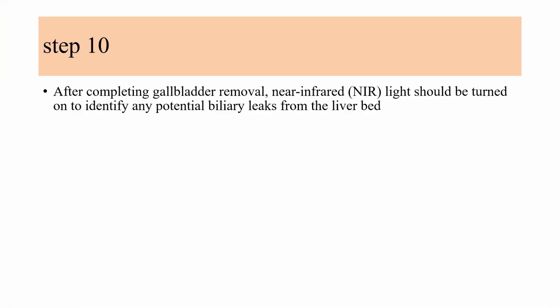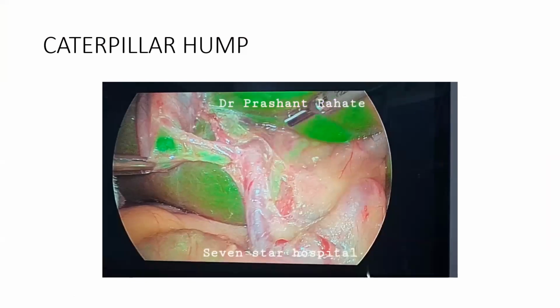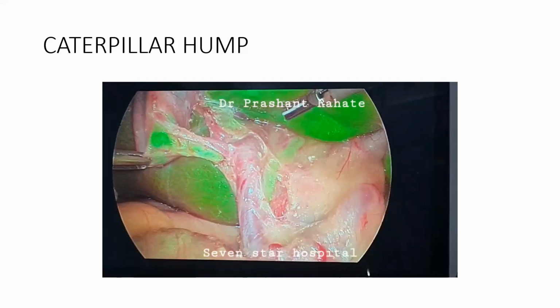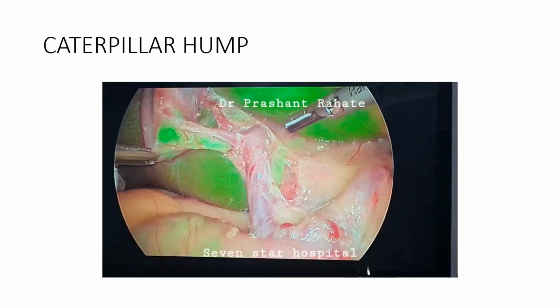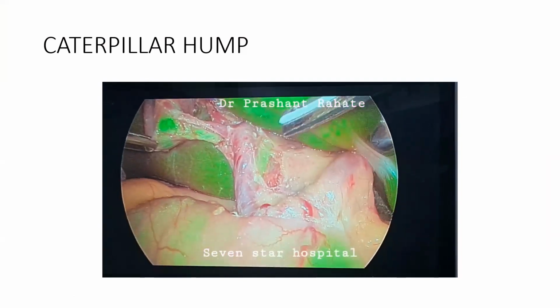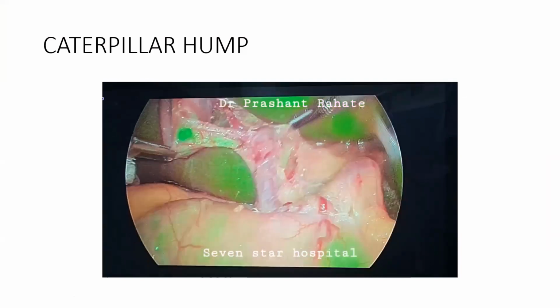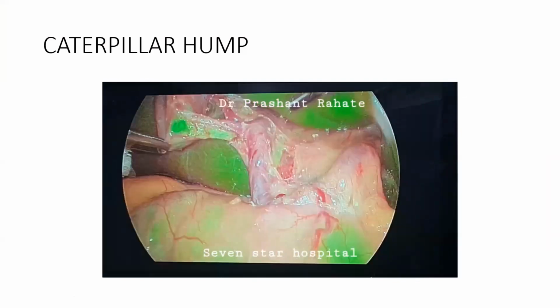And after completing the gallbladder removal, near infrared light should be turned on to identify any potential biliary leaks from the liver bed. So that is how the 10 steps are there. This is the caterpillar hump. So vascular anatomy can also be visualized very well. How many arteries are going toward the gallbladder, they are to be seen. Otherwise, there will be inadvertent bleeding during your dissection.